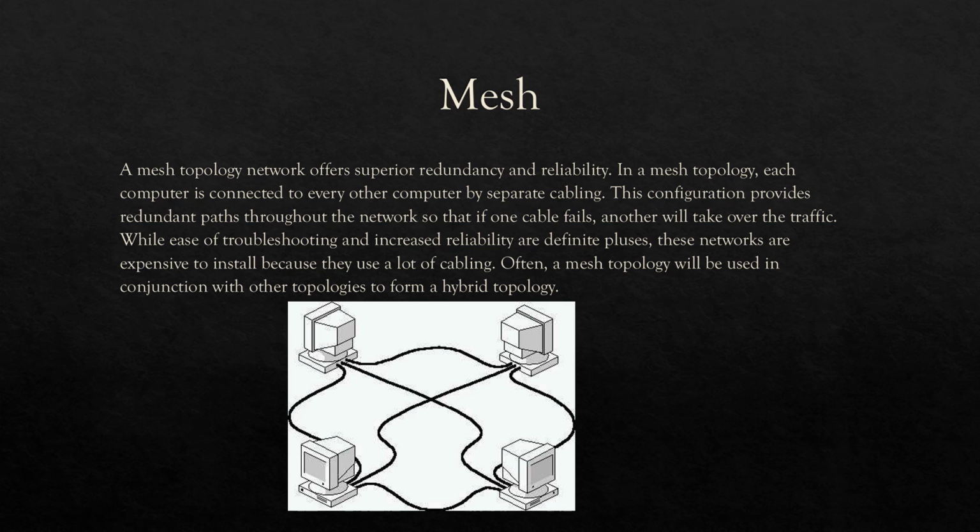Next, we are going to discuss the mesh topology. Mesh, as you can think of a net or a web, gets its name from the interconnection of the wires, which makes it look like a web or a net, and that is why it is called mesh topology. In mesh topology, each computer is connected to every other computer by a separate cable. So if one cable goes down, you have another way of going to that PC. This configuration provides redundant paths to the network so that if one cable fails, another will take over the traffic.